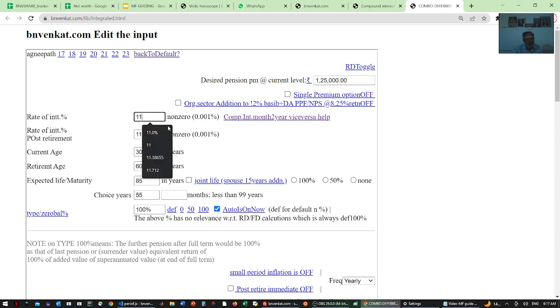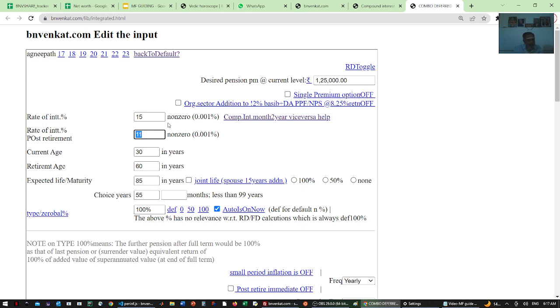And the rate of interest has to be around 15%. That is, you can have it in index funds or small cap funds, which are capable of giving you more than 15% return.